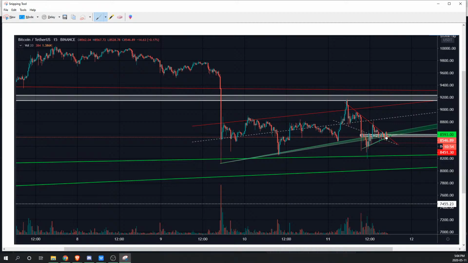The price action pattern is giving a little more of an indication that we could start to see a potential move back up to the highs here, testing 9K or 92, somewhere around there.